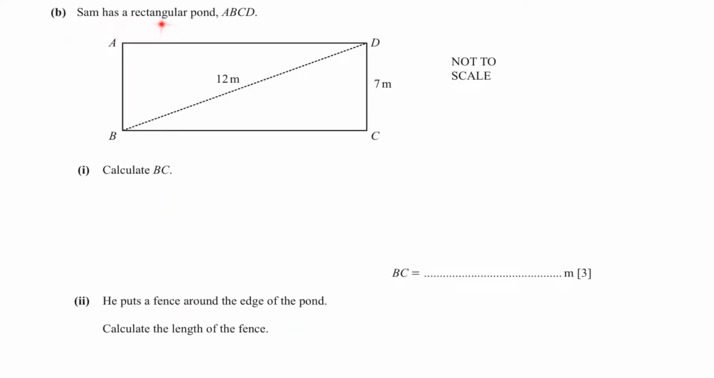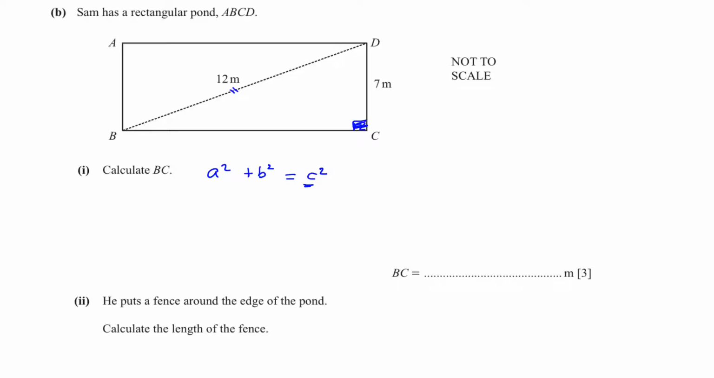In part B, Sam has a rectangular pond ABCD and two sides have been given to us. Calculate BC. One side and the diagonal has been given to us. It's a rectangular pond, so you know that this angle here is going to be 90 degrees. We can use Pythagoras theorem when two sides are given and you want to find the third side. We have a square plus b square is equal to c square. C is your hypotenuse. Hypotenuse is the side opposite your right angle.